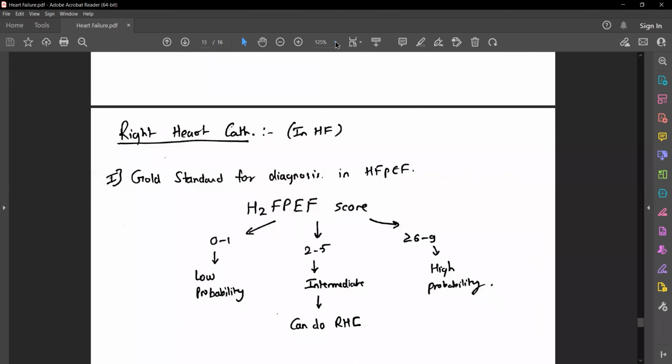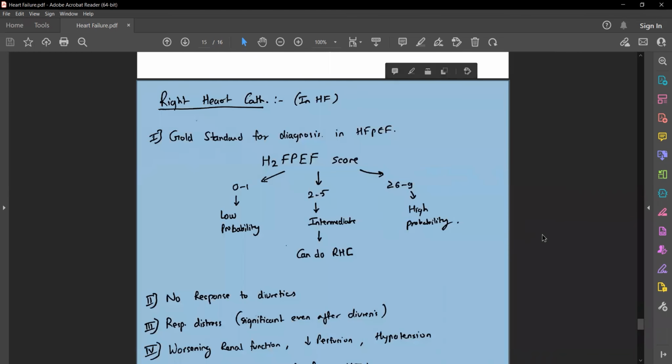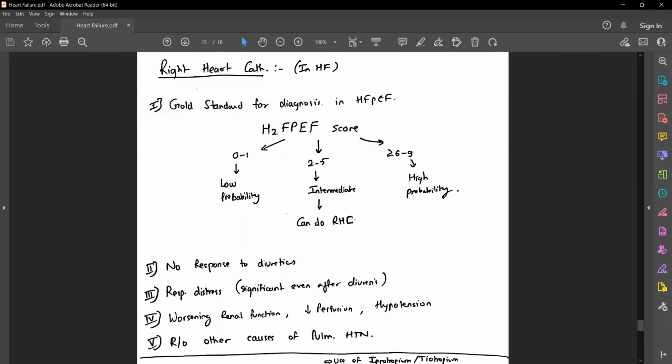And before we end the session, I will quickly go over, as I said before, the indications of right heart cath in case of heart failure. When do we do a right heart catheterization? Now, there are certain indications for that. Right heart cath is the gold standard for diagnosis of HFpEF. Remember that HFpEF is more difficult to diagnose than HFrEF. When do we use right heart cath in the case of HFpEF?